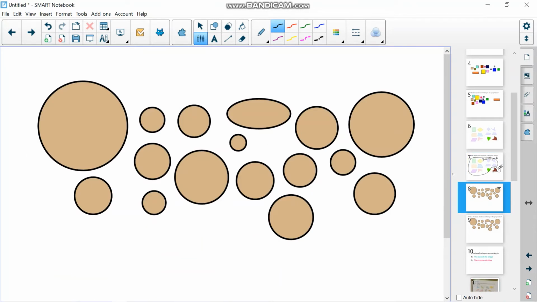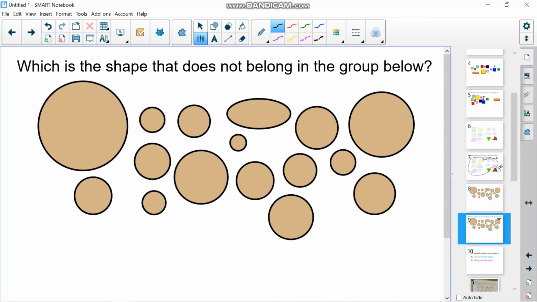Look at the shapes. What did you notice? Which is the shape that does not belong in the group below? It is this shape. Why? Because this shape is not a circle. While the rest of the shapes are circle, this shape is what we call oval. Right? So we categorize the shapes according again to the type. So the rest of the shapes are circle, while this shape is what we call oval.